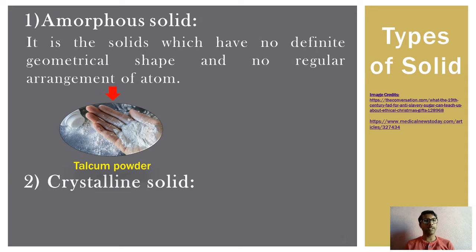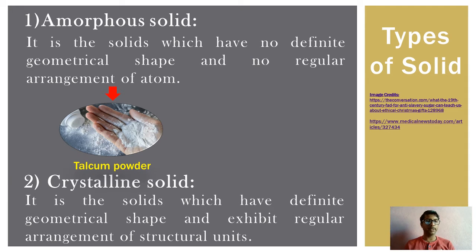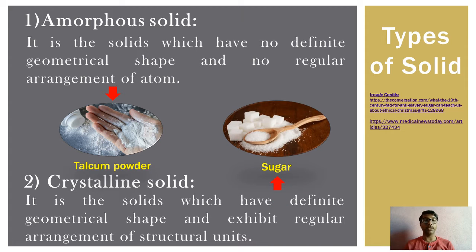The second type of solid is crystalline solid. It is the solid which have definite geometrical shape and exhibit regular arrangement of structural units. The example of crystalline solid is sugar. The nature of sugar is crystalline. It is in the form of crystal. Because of that, the sugar comes under crystalline type of solid.